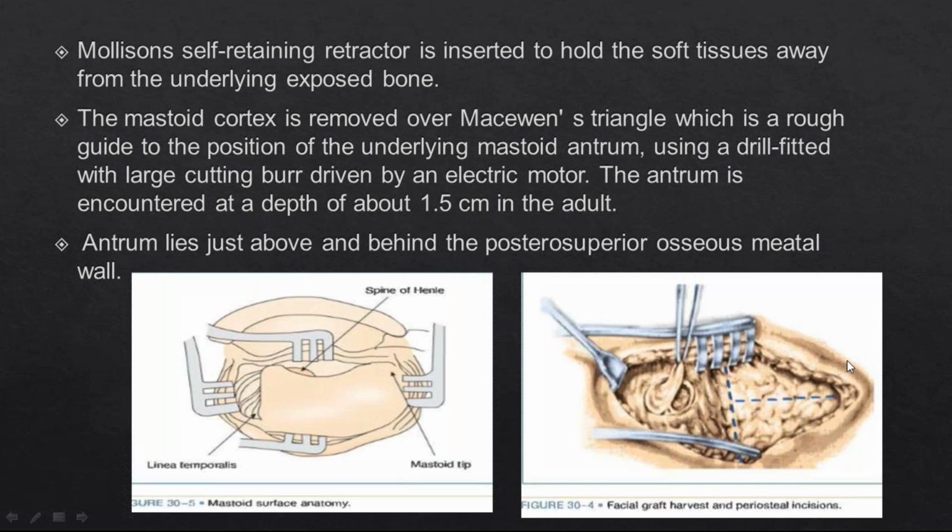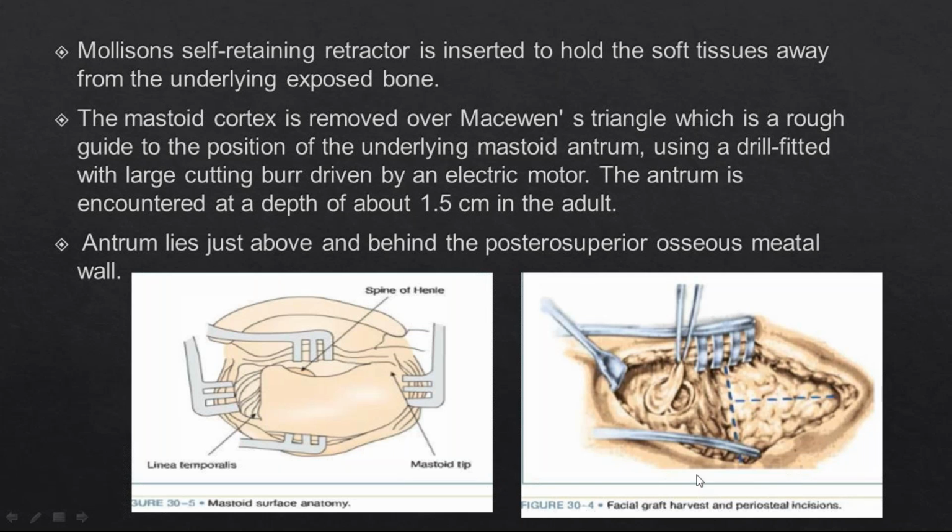The procedure is the same. A horizontal meatotomy is given, and then a gauze is passed through the external auditory canal, taken out through the meatotomy, and the pinna is pulled anteriorly. Once the pinna is pulled anteriorly, you apply the Mollison self-retaining mastoid retractor. Then this flap totally lies anterior to the retractor and does not come back into the field of surgery.